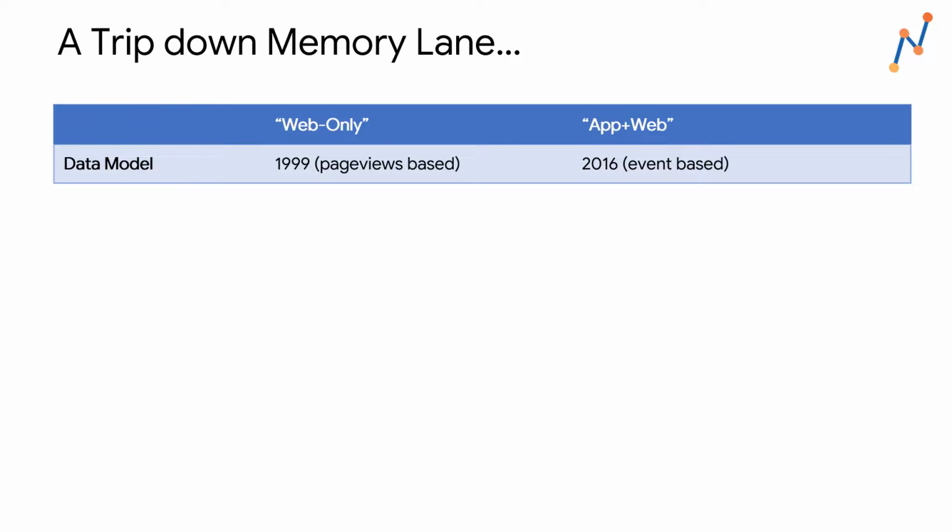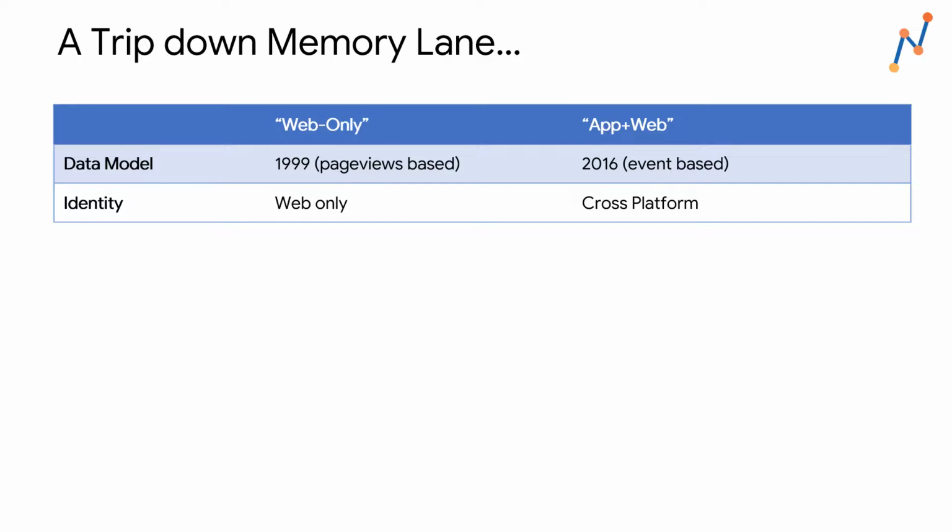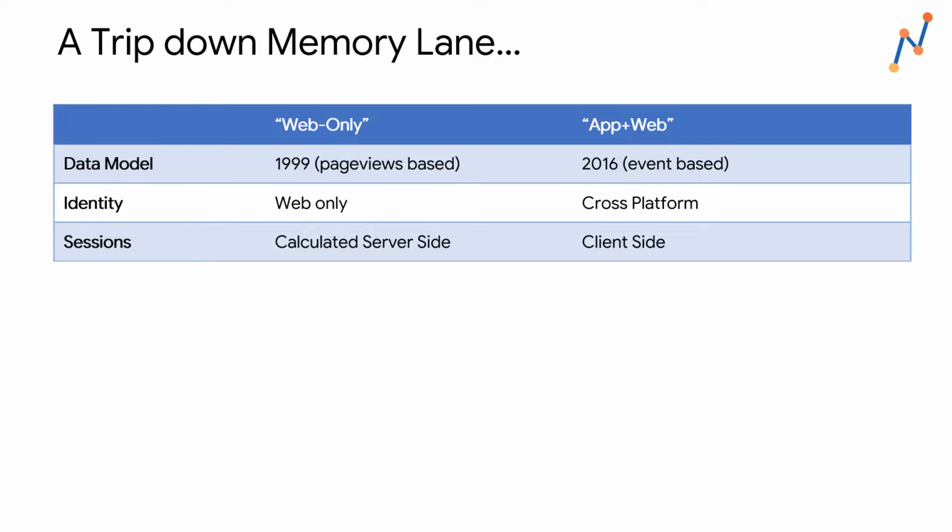Web-only was the product that most of the users were familiar with. It is based on an essentially 21-year-old data model about page views. App and web was based on a modern data model, which in turn is based on events. Speaking in terms of identity, web-only is essentially a web-based identity, whereas app and web has this idea of cross-platform identity. This means that a user who moves from the web to mobile and back again can be tracked across both of those platforms. A very important point is that sessions for web-only are still calculated server-side.